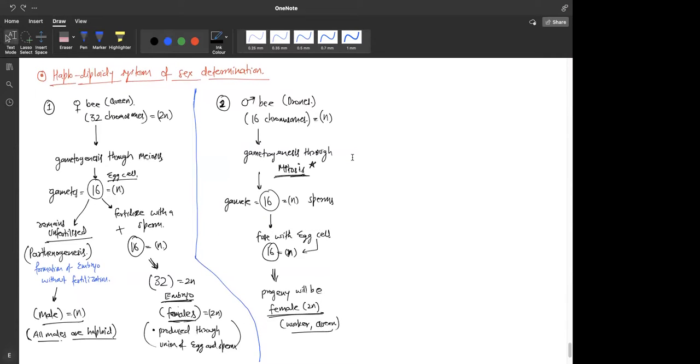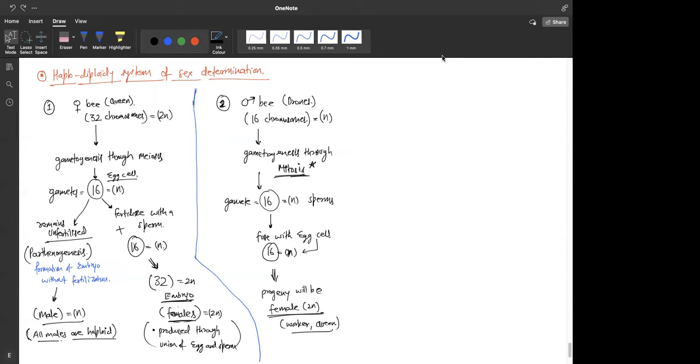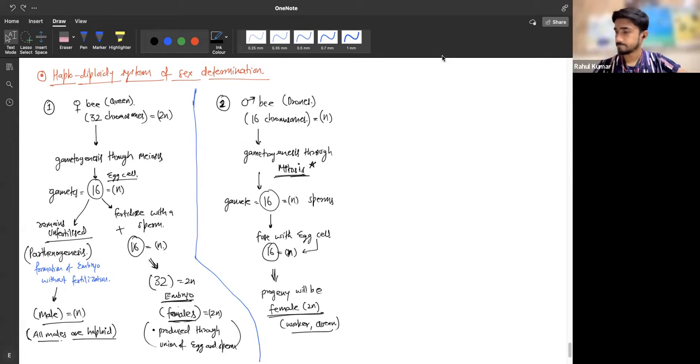Please draw this first carefully, and then I will tell you some interesting questions that have been asked. Take your time and draw this. This is called the haplodiploidy sex determination system in nature. Interesting, no? Let me know when you're done.